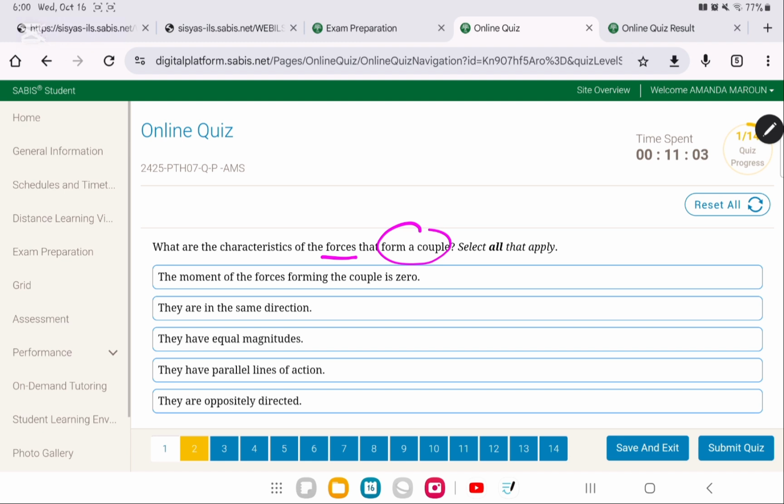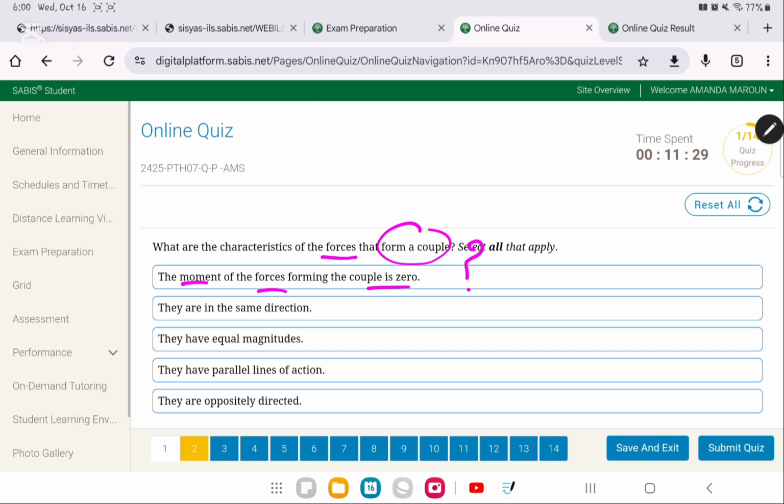So if we're going to apply the characteristics of forces that form a couple, we need to first understand what a couple is, then we can know what the characteristics are. The moment of the forces forming the couple is 0. This is totally wrong because you have to read the sentence very carefully and understand what they mean. The moment of the forces forming the couple is 0.